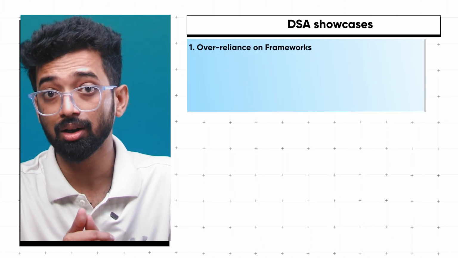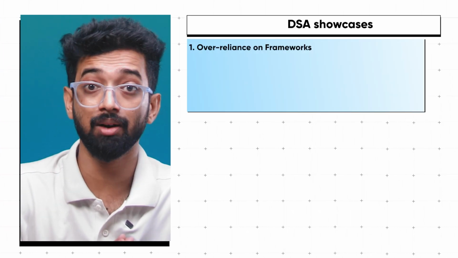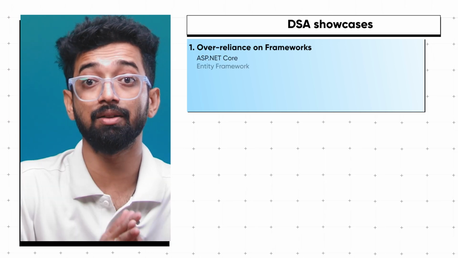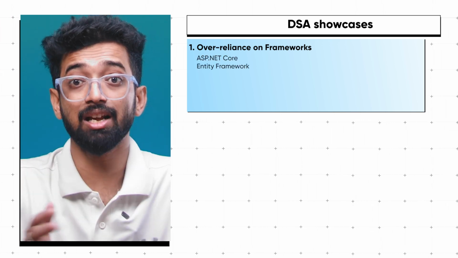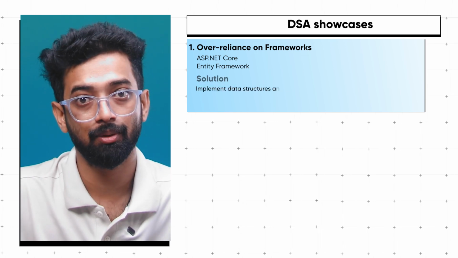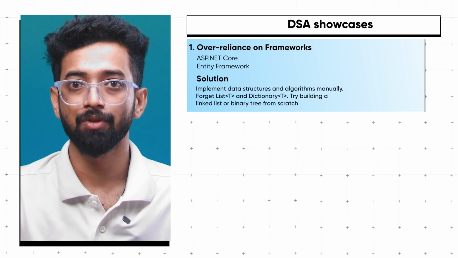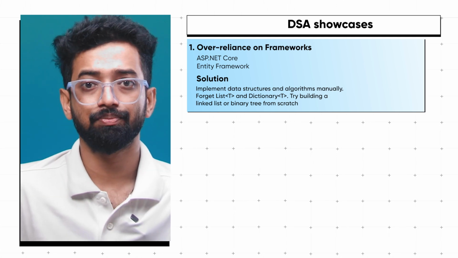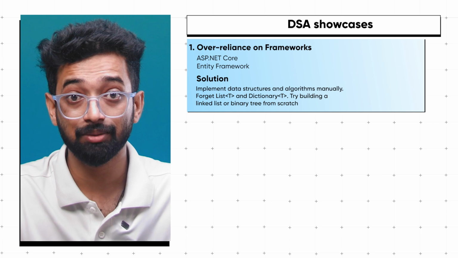Over-reliance on frameworks. C# developers are often so comfortable with frameworks like ASP.NET Core and Entity Framework that they skip learning DSA. But in interviews, frameworks won't help. What is the solution then? Implement data structures and algorithms manually. Forget List and Dictionary. Try building a linked list or binary tree from scratch.